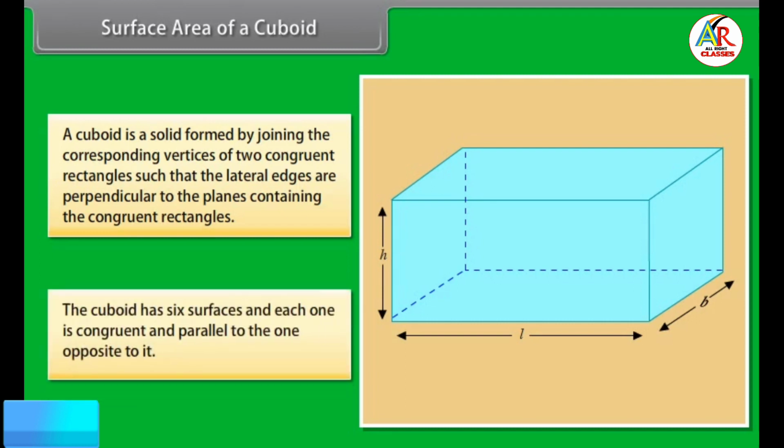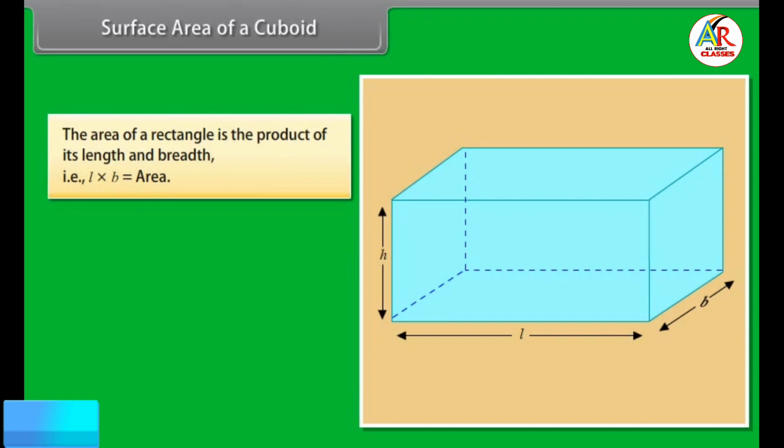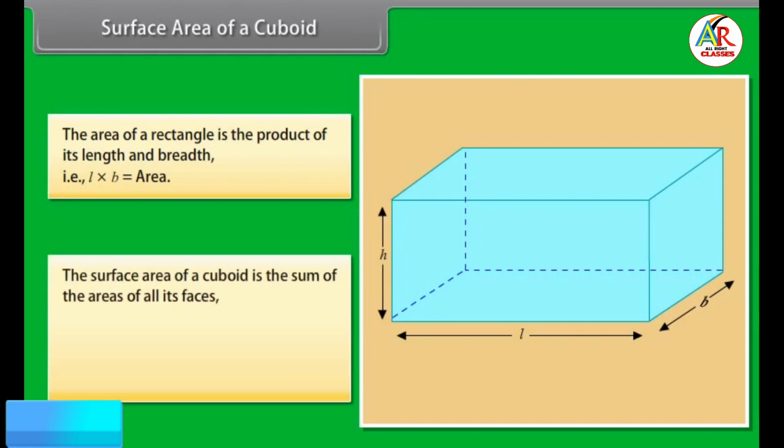We can see that the cuboid has 6 surfaces and each one is congruent and parallel to the one opposite to it. We already know that the area of a rectangle is the product of its length and breadth. That is, L into B is equal to area. Therefore, the surface area of a cuboid is the sum of the areas of all its faces, which is equal to 2 into (length into breadth plus breadth into height plus length into height), where L, B and H are respectively the 3 edges of the cuboid.